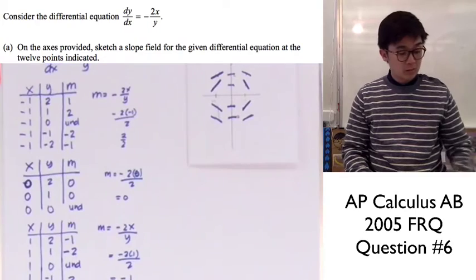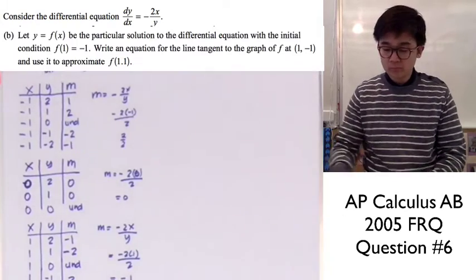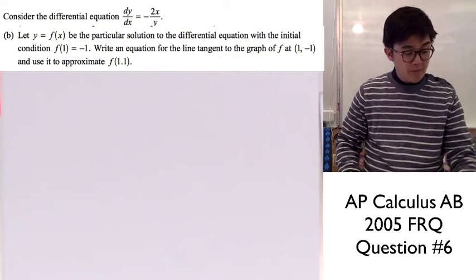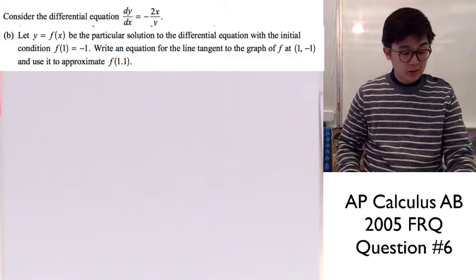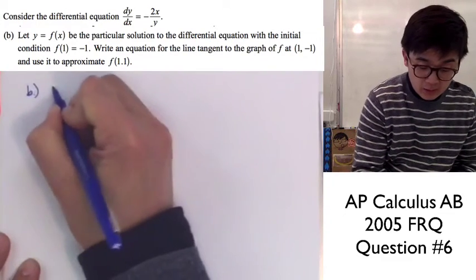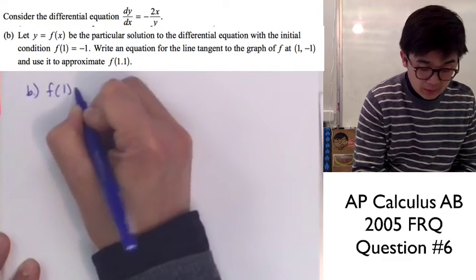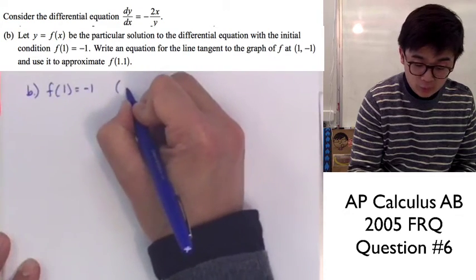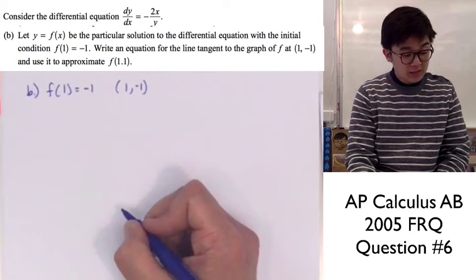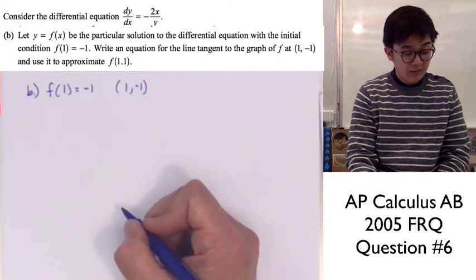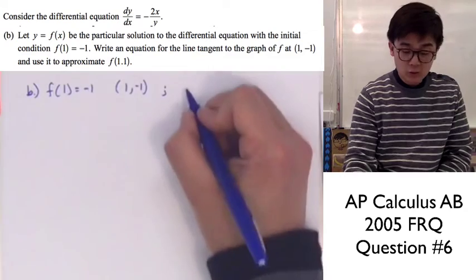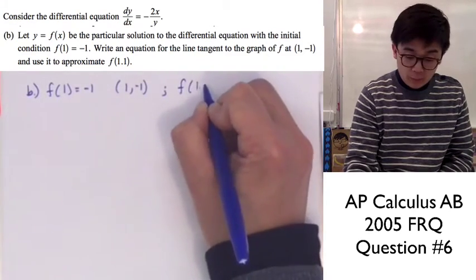And to answer problem letter B, we're supposed to find the particular solution of the differential equation with an initial condition of f of 1 is equal to negative 1. So f of 1 is equal to negative 1, which means the coordinate will be at 1, negative 1. We're supposed to find the line tangent to the graph at 1, negative 1, and use this equation to approximate f of 1.1.